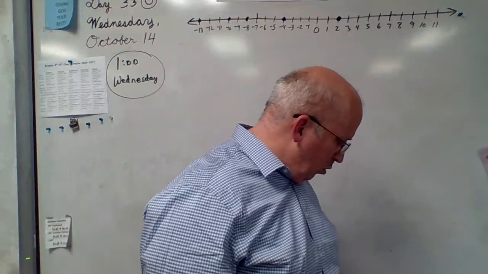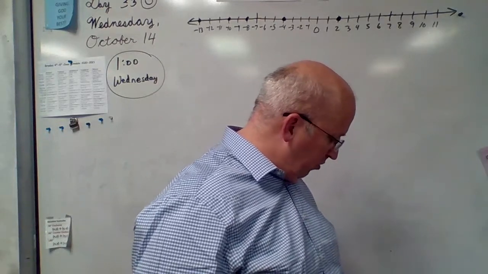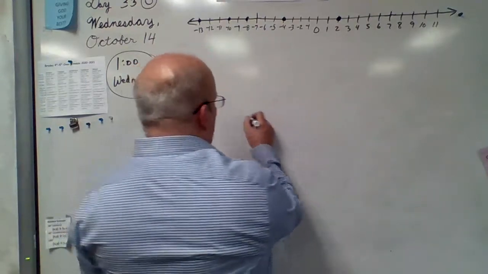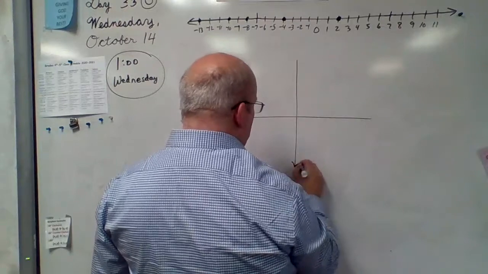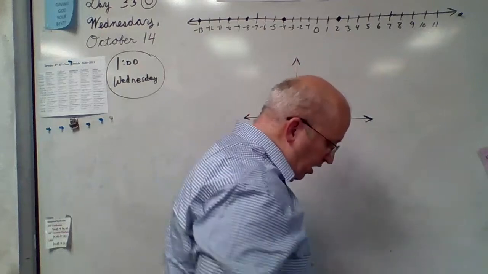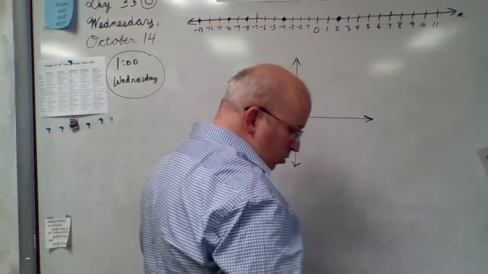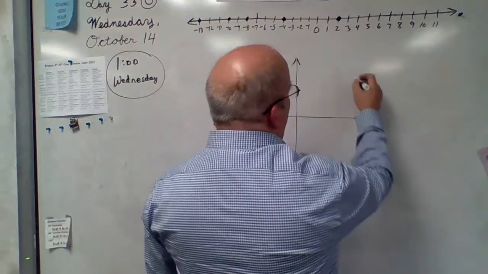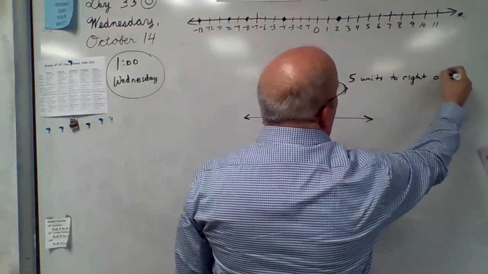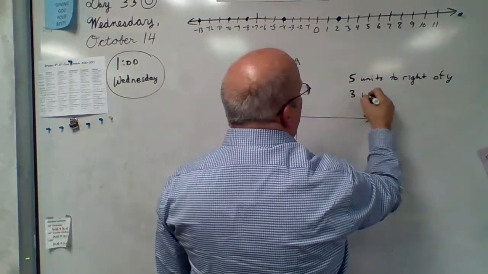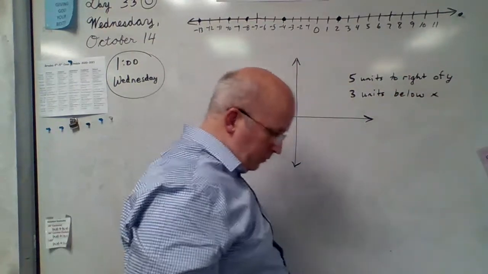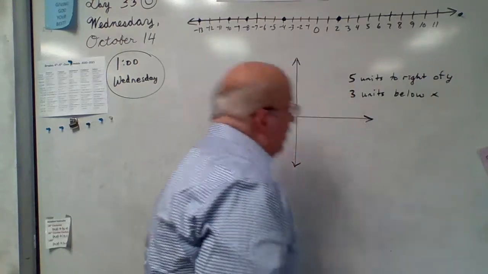Number 2, write the ordered pair which identifies a point that's 4 units to the left of the y-axis and 3 units above the x-axis. Well, I'm not going to do that one, but I'm going to do one similar to that. Not exactly like it, but similar. What if instead it says 5 units to the right of y and 3 units below x? So similar, but not exactly like it.